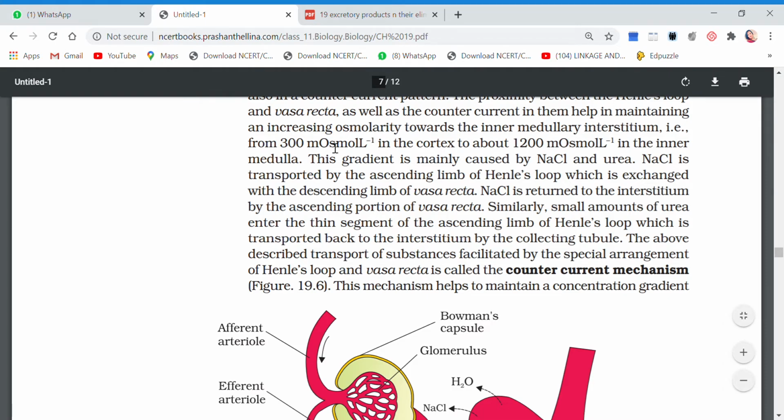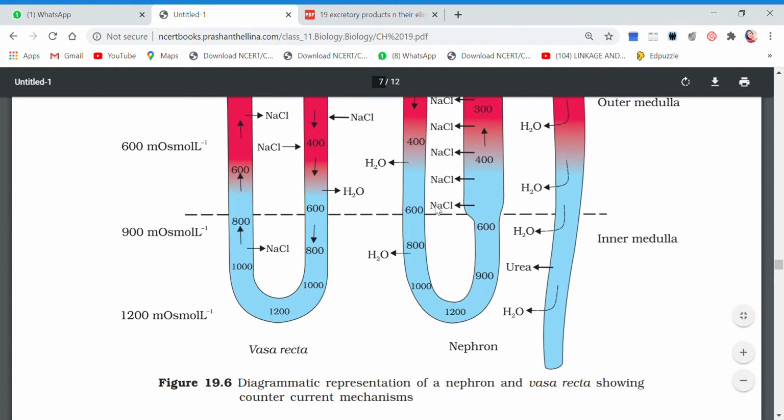So who are responsible for this great gradient, right? Who is that? That is NaCl and urea. NaCl is transported from the ascending limb of the Henle's loop, which is exchanged with the descending limb of vasa recta. Now let me show you.